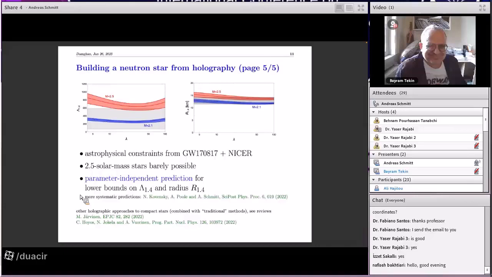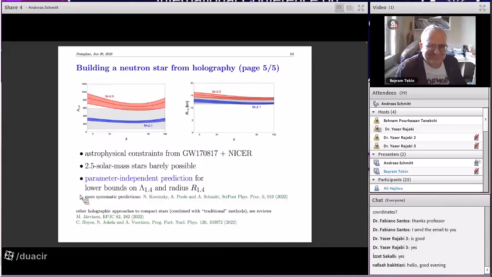Notice that this is now completely parameter independent. For any parameter of the model, I can make this prediction. If the mass gets too large, I can't reproduce at the same time the correct tidal deformabilities. I should say it's a band, not a line, the red and the blue, because I've varied the surface tension parameter a little bit just to check its effect.